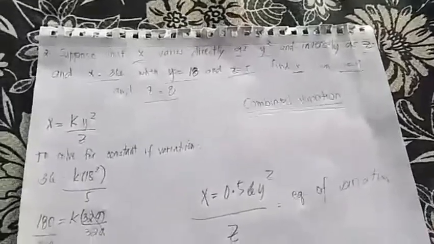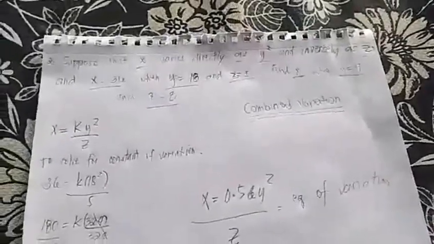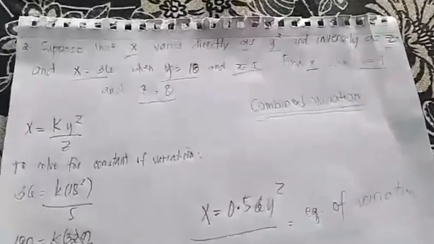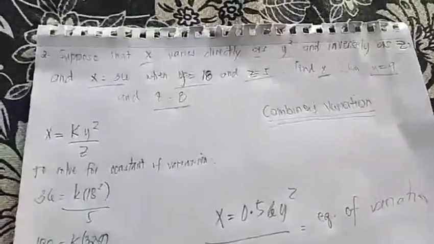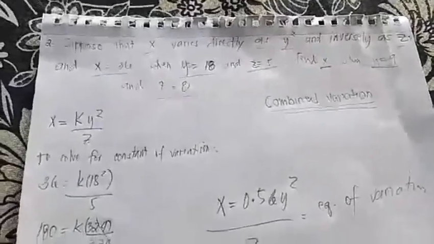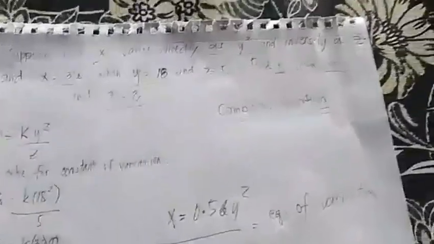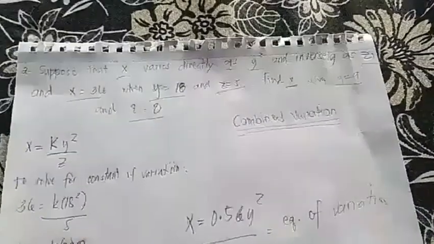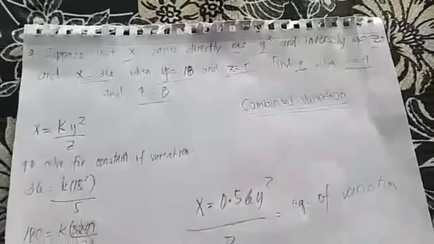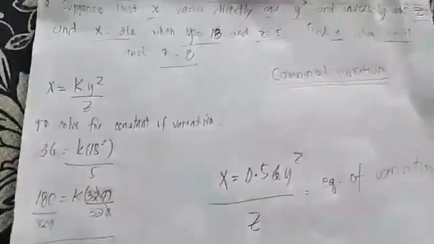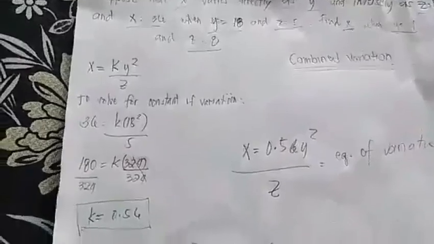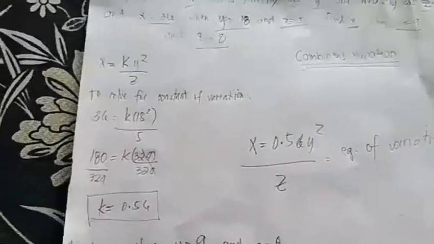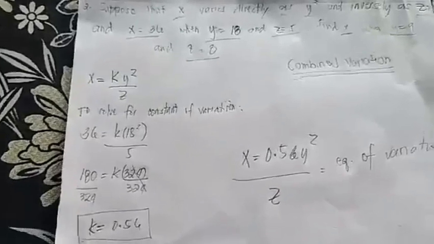Good morning everyone, my name is Nico Atawa and I will be discussing combined variation. The problem that I will be using is, suppose that x varies directly as y squared and inversely as z, and x is equal to 36 when y is equal to 18 and z is equal to 5. Find x when y is equal to 9 and z is equal to 8. And our equation is x is equal to ky squared all over z.